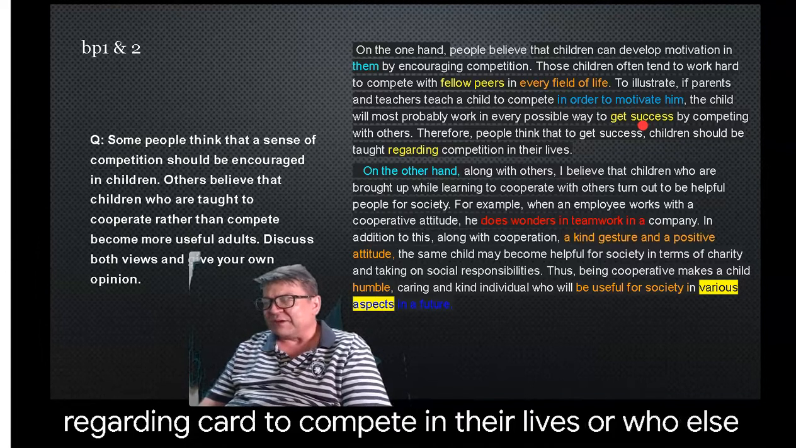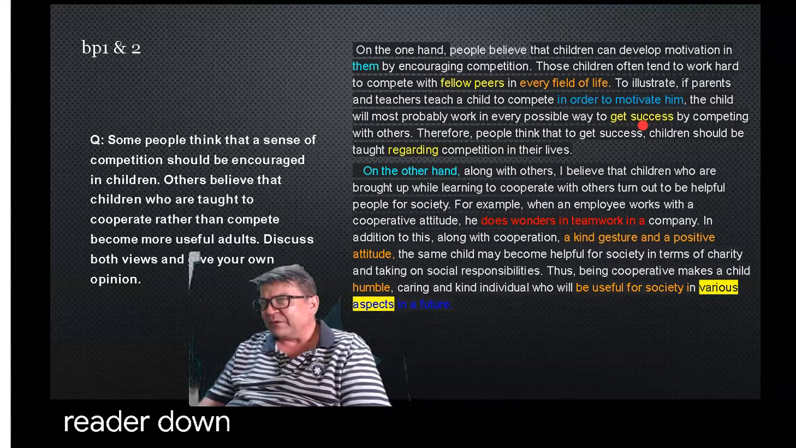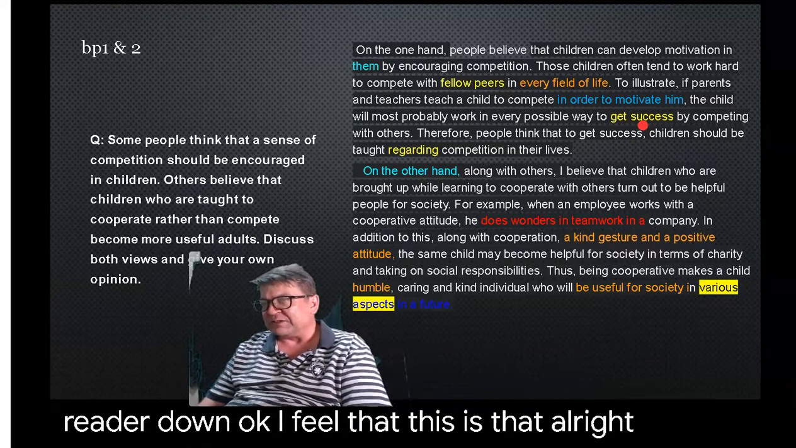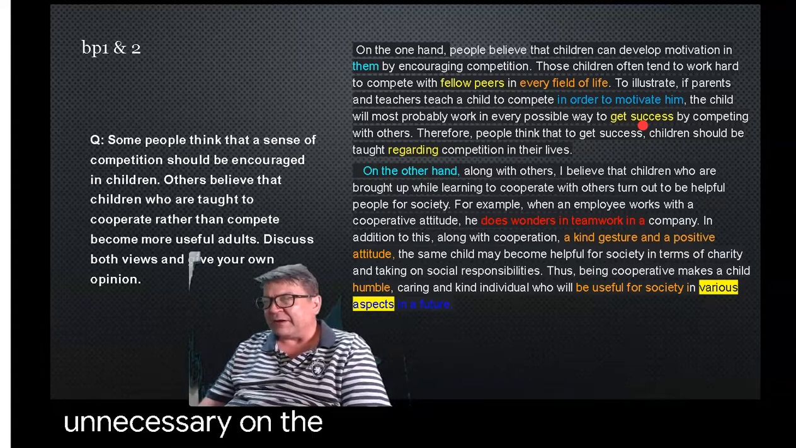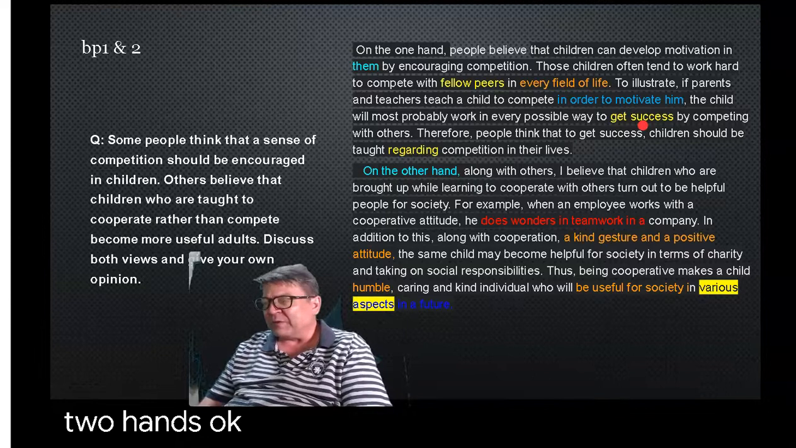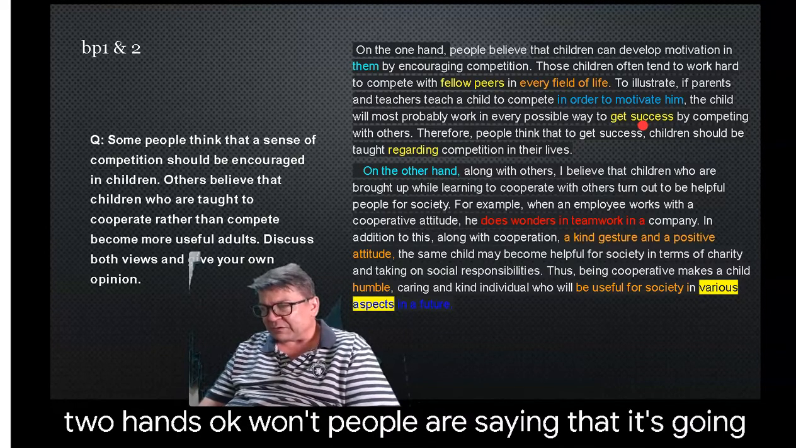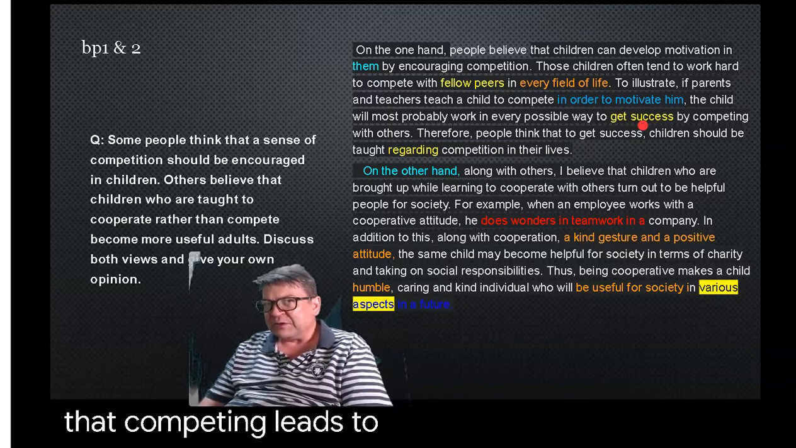Well, whose else's lives? A lot of unnecessary words that slow the reader down. Whole sentences that are kind of unnecessary. On the other hand, I saw that coming. It's not two hands. Okay, people are saying that competing leads to... It doesn't say what it leads to, just that they should be encouraged.